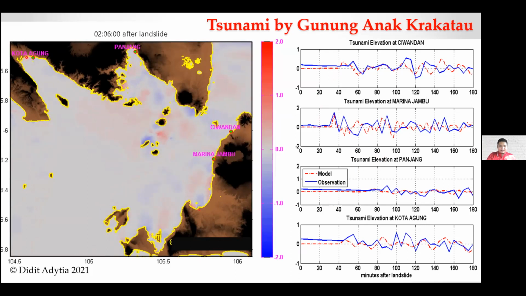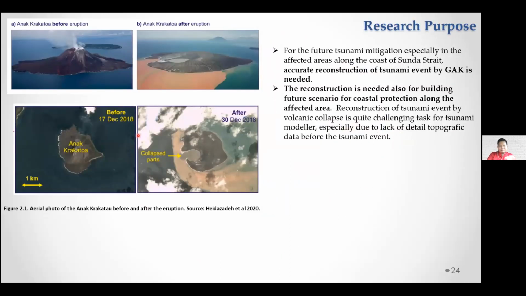There are 4 stations that recorded the sea level, that is, the tsunami, during the event, at Marina Jambu, Ciwandan, Panjang, and Kota Agung. These are the simulations. This is before 17 December 2018, and this one is after the explosion. So these actually collapsed. But of course the satellite did not record the event while it was happening.